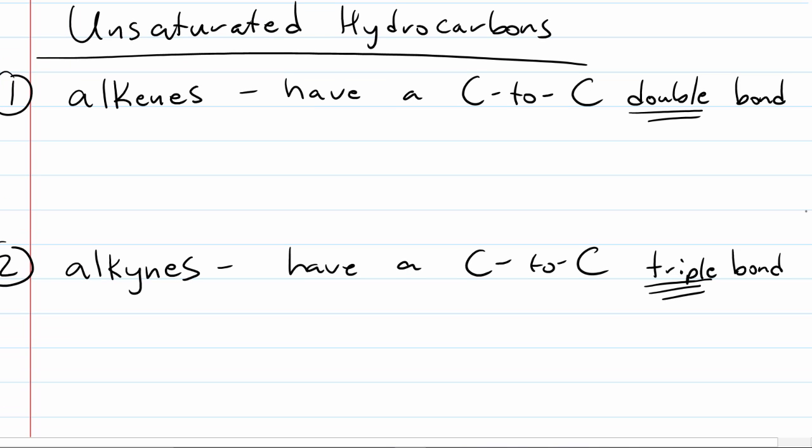Because they have to have a carbon-to-carbon triple bond or a carbon-to-carbon double bond, what is the fewest number of carbons you could have in either one? 2. You have to have a minimum of 2.